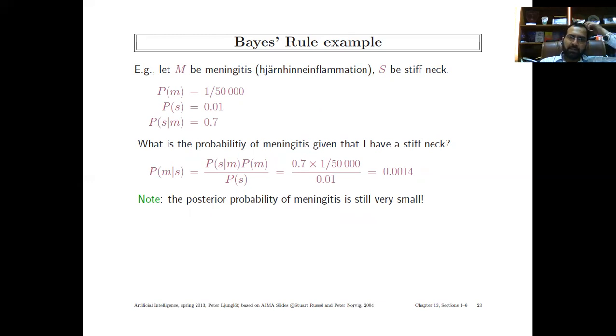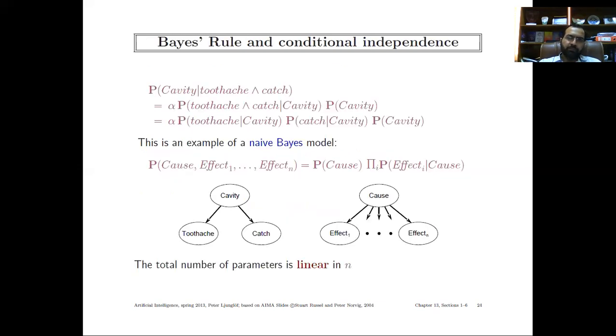That means probability of M given S is equal to probability of S given M multiplied by probability of M divided by probability of S. In this case, it will be 0.7 multiplied by 1 upon 50,000 divided by 0.01, which gives you the value 0.0014. The posterior probability of meningitis is still very, very small. You can see it is 0.0014. So in this way, you can compute the posterior probabilities of the given variable.